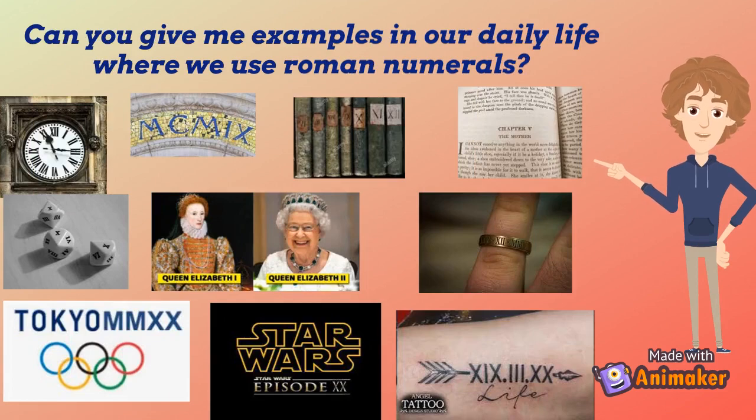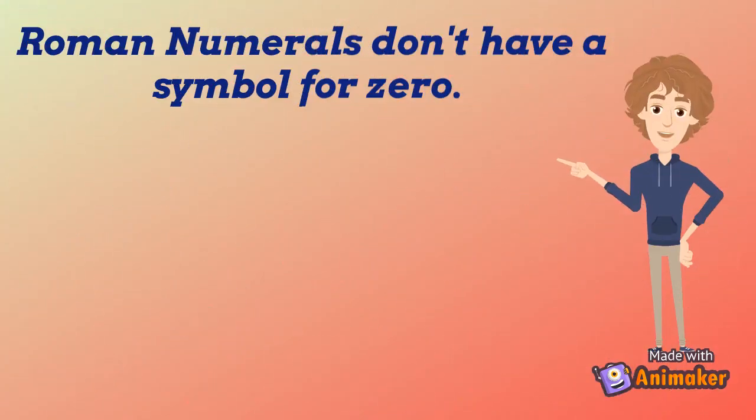Can you give me examples in our daily life where we use Roman numerals? Yes, we can use Roman numerals in clocks, building numbers, dice, book volumes and chapter numbers, names of people, names of games and movie or any show episodes. Even people wear ornaments embossed with Roman numerals, and nowadays people make tattoos using Roman numerals. Roman numerals don't have a symbol for 0.